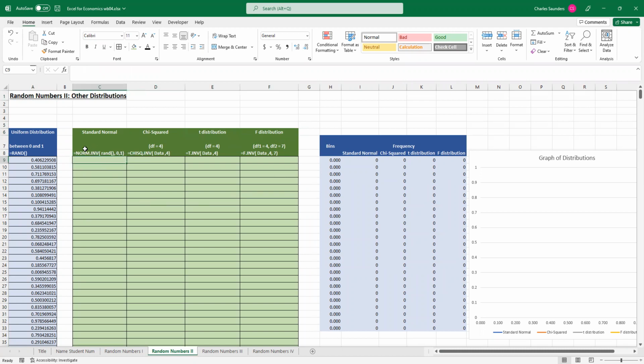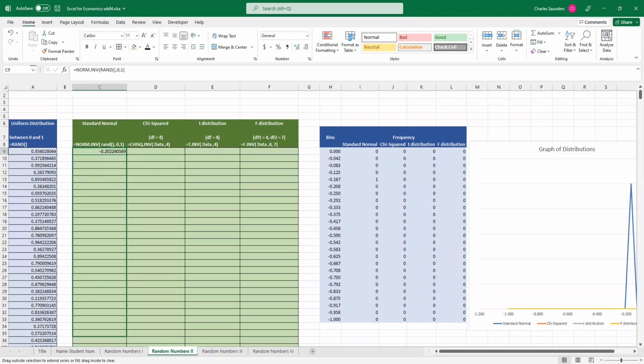And these are simply using the NORM for the normal, and INV for inverting the probability being between 0 and 1, and then setting a mean and variance for the norm. So we do NORM.INV. We want a probability between 0 and 1, which RAND will give us, a random probability. Our mean we want to be 0, and our standard deviation to be 1. This will give us a standard normal distribution.